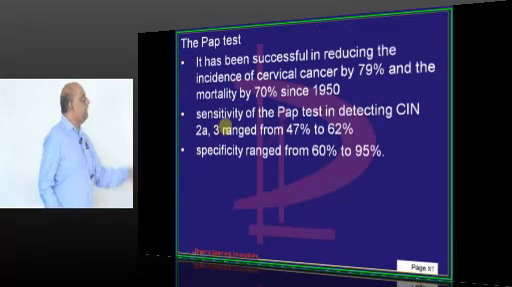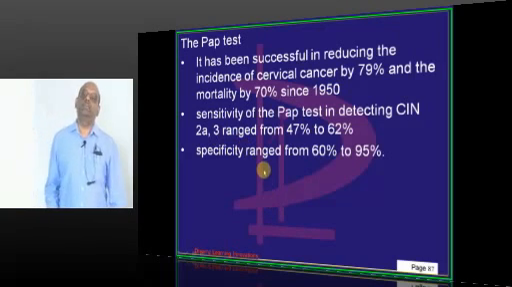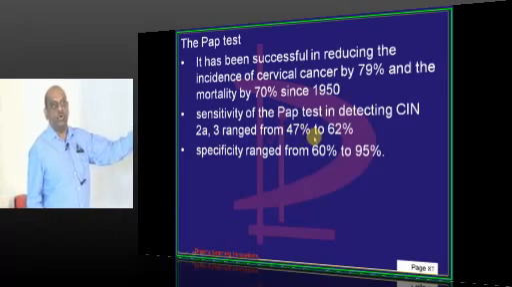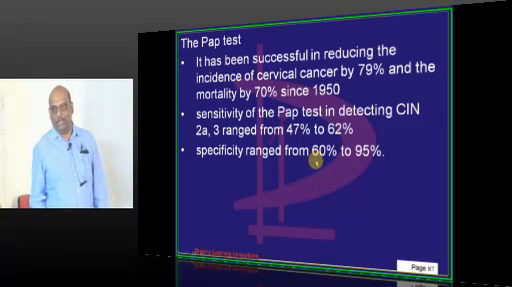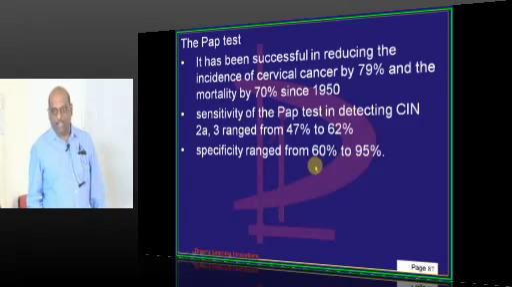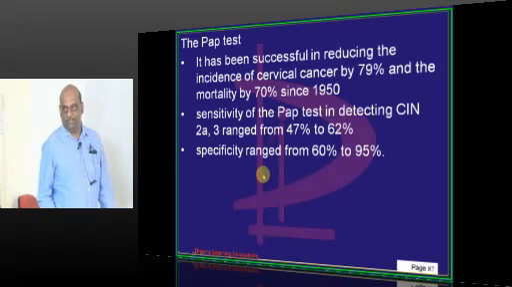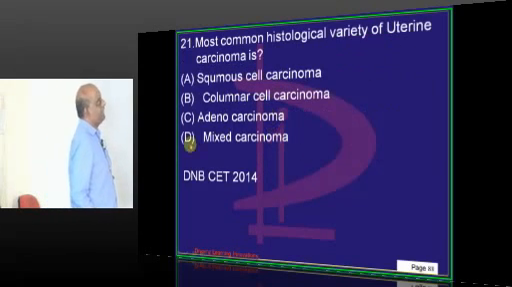But once more, doctor, be very sure what is the sensitivity of Pap smear. For CIN 2 and 3, it detects 47 to 62%. So Pap negative does not mean it is all negative. It may not be able to pick up. Specificity is between 60 to 95, is what you have to remember.